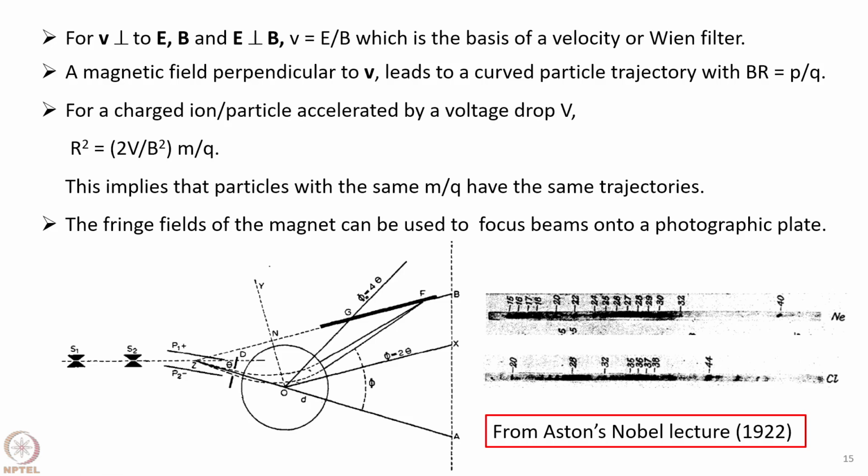And so Aston shows these records where you have, let's say, isotopes of neon, of course mixed up with other impurities, and similarly chlorine, where you have 35 and 37 chlorine coming from here, 35 and 37. The rest of them come from impurities like argon and other elements, titanium and so on.